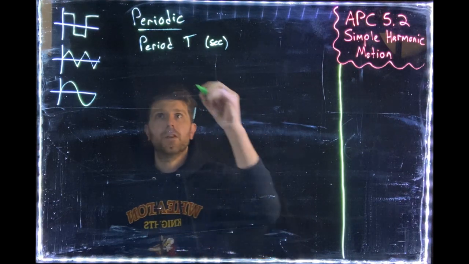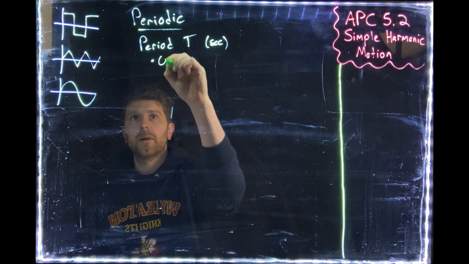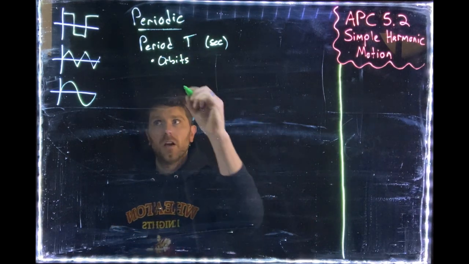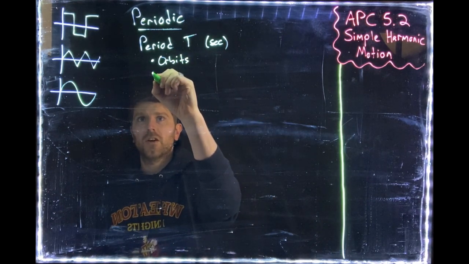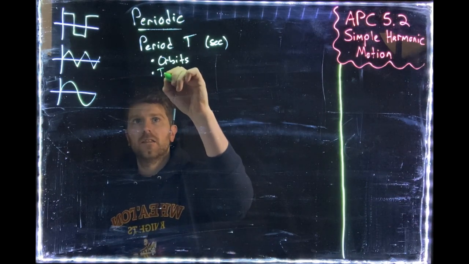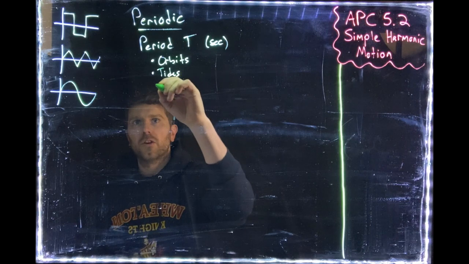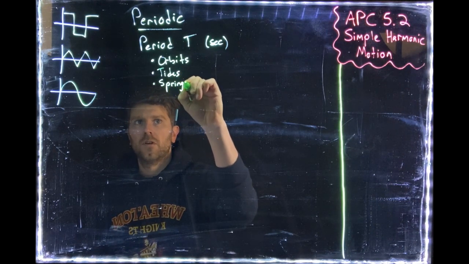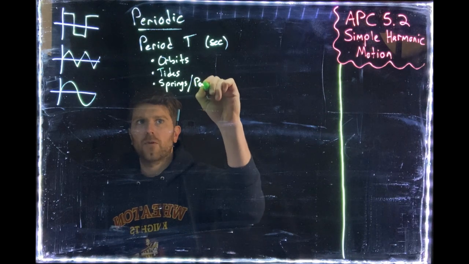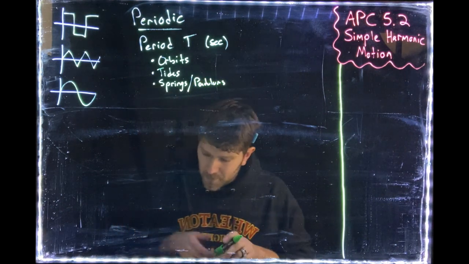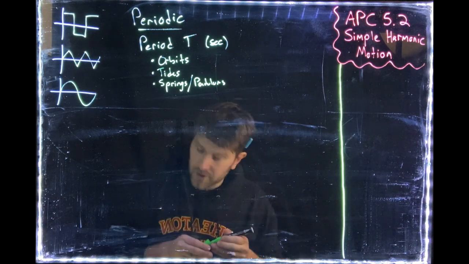So, obviously we could think of things like orbits. Over the period of the orbit, 1 year, they repeat. You might have the tides. We do a lot of things with springs and pendulums. Anything that goes back and forth. And this behavior can really look like a lot of different things.